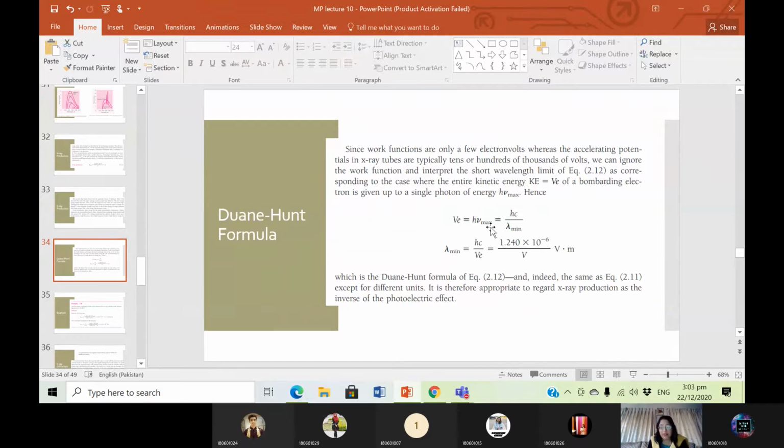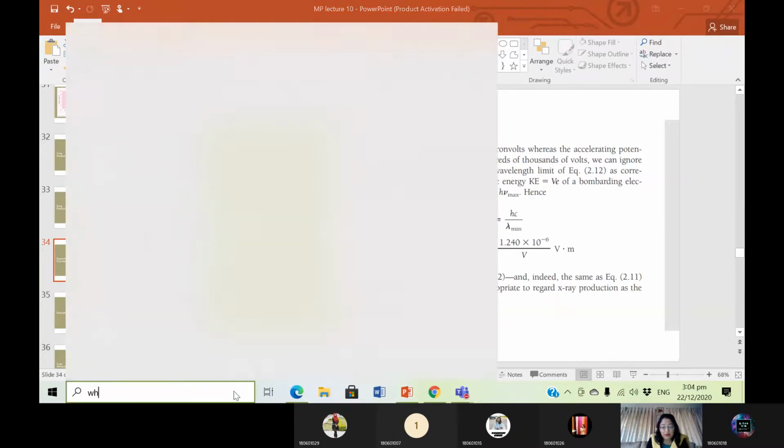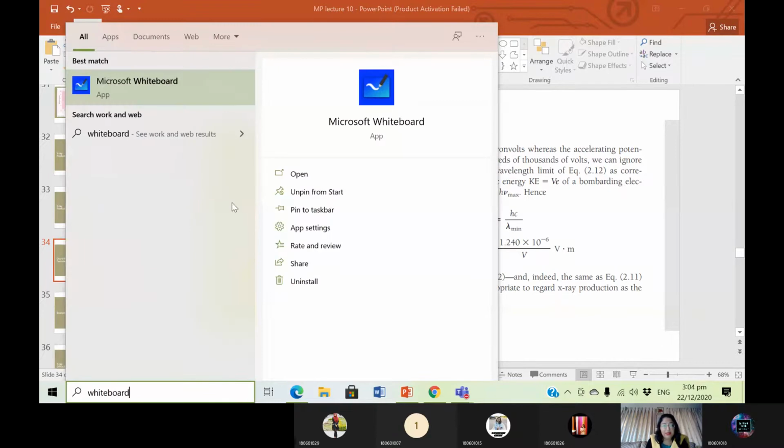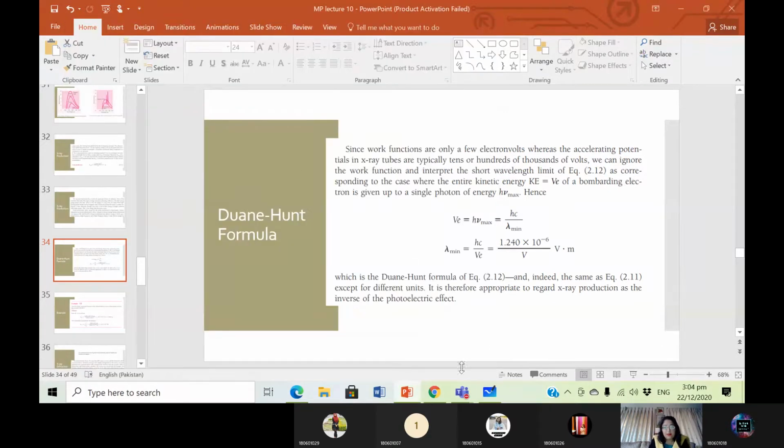So the maximum photon energy will be equal to Ve, the energy that the electron gives the photon. That will correspond to h times the maximum frequency, because this is the maximum energy that the photon can get, which is equal to the energy of the electron, which is the voltage times the electron charge. And then this will be equal to h. We know that frequency is equal to c over lambda.